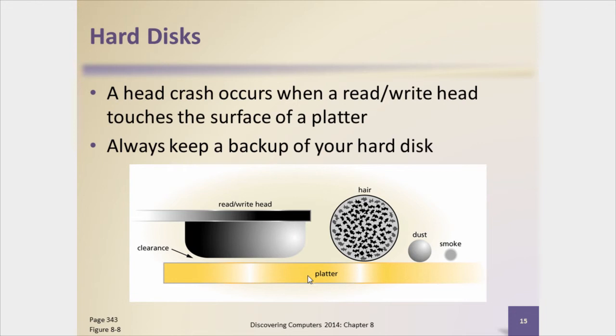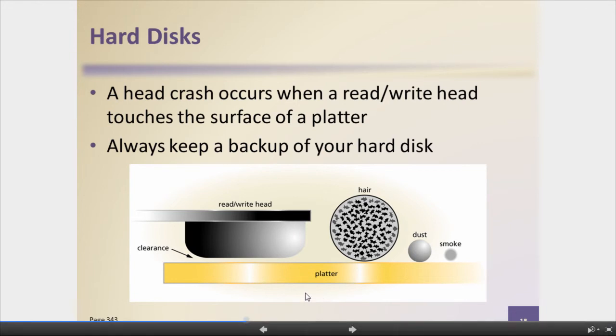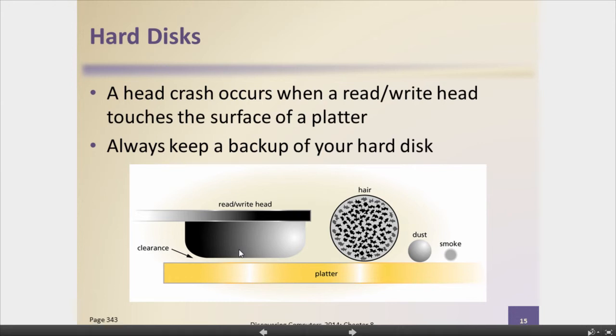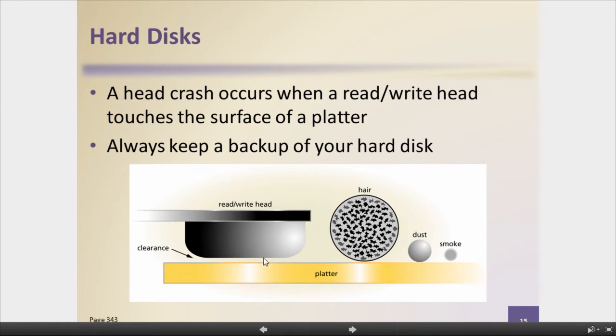So the reason that won't work if it's exposed like that is because the read and write head literally just hovers right over the platter, barely off the platter. It can't physically touch it, because if it does, you have what's referred to as a head crash, and it will physically damage the disk, and you won't be able to read and write data from that portion of the disk anymore. The head is so close to the platter that almost nothing will fit between it. Human hair, dust, smoke, nothing will really fit in between there. So it's very, very close.